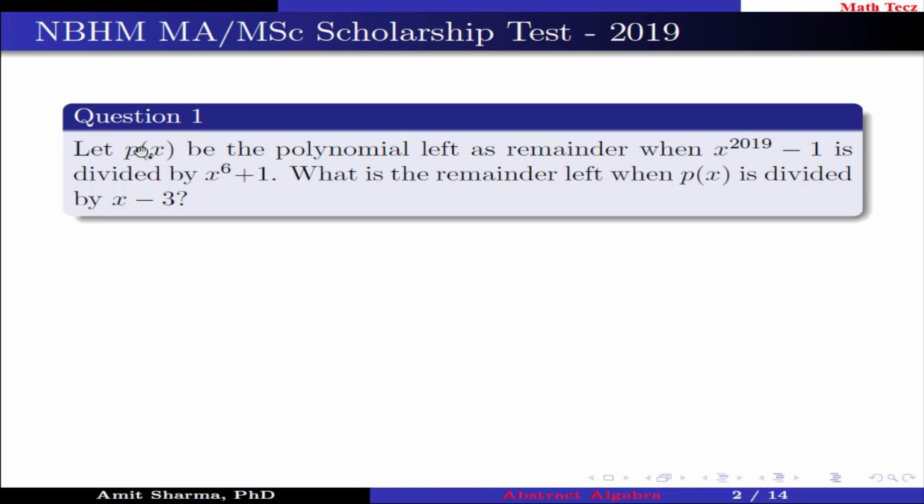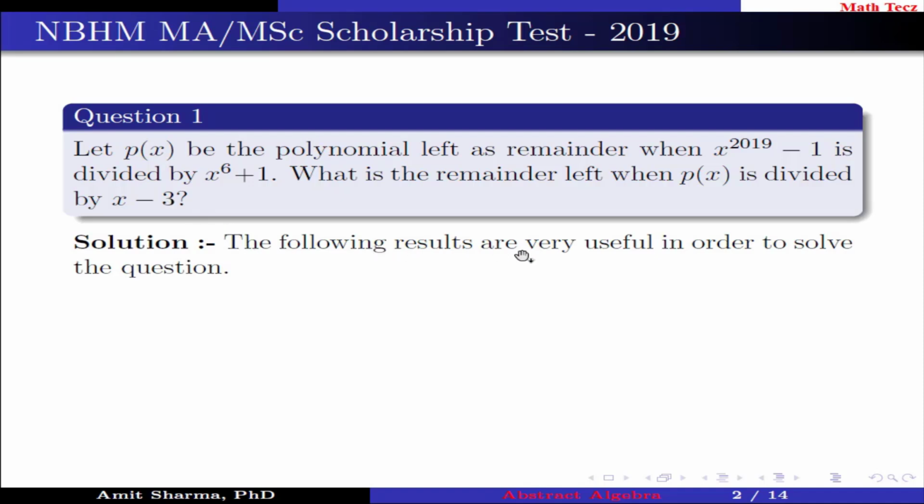Question number 1. Let P(x) be the polynomial left as remainder when x to the power 2019 minus 1 is divided by x to the power 6 plus 1. What is the remainder left when P(x) is divided by x minus 3?